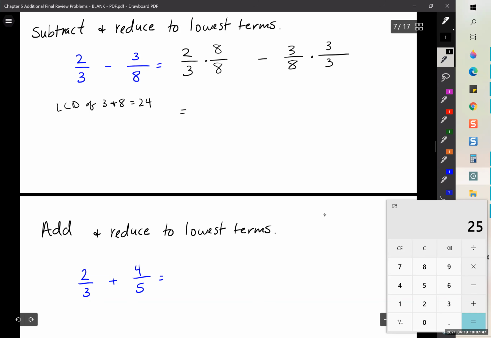So we get 16 over 24 minus 9 over 24. And I believe that should leave us with 7 over 24, which, since 7 is a prime number, is already in lowest terms.